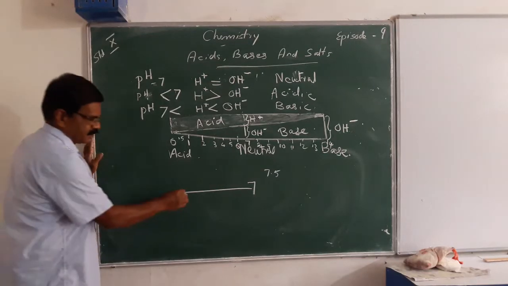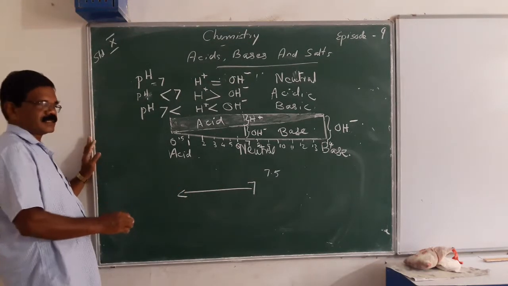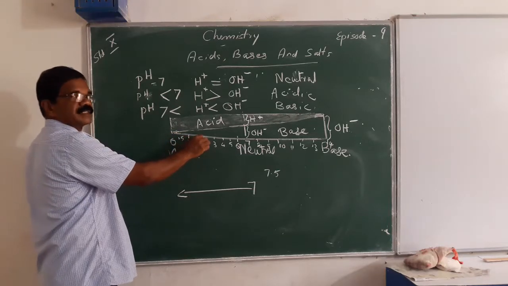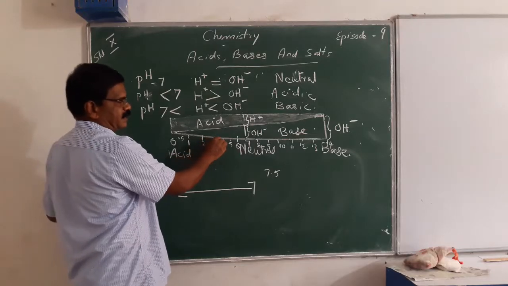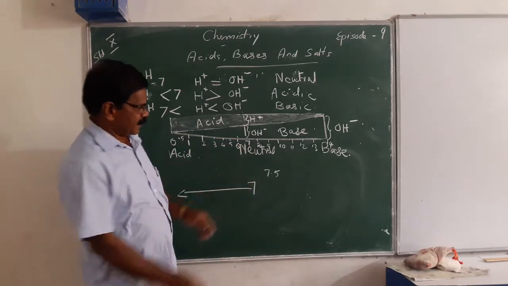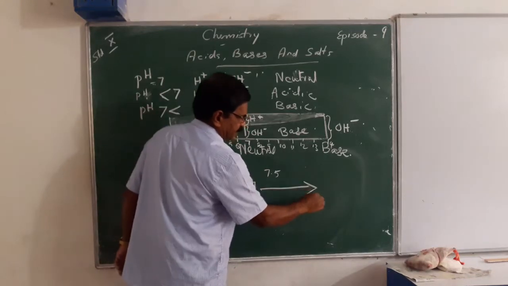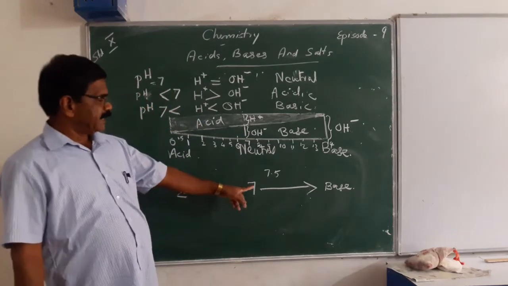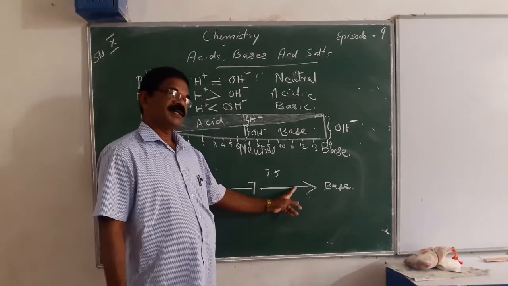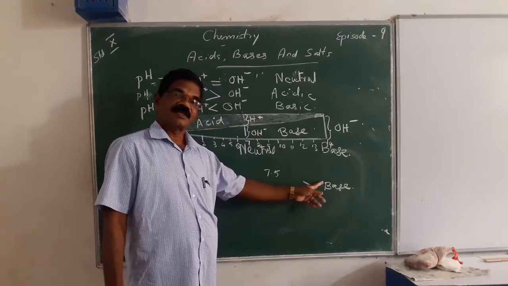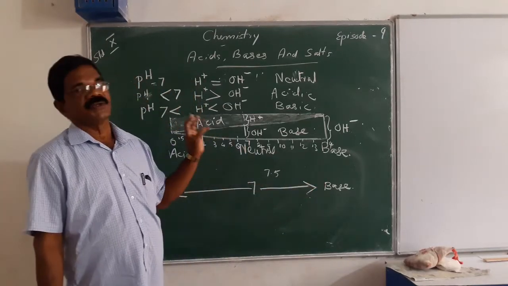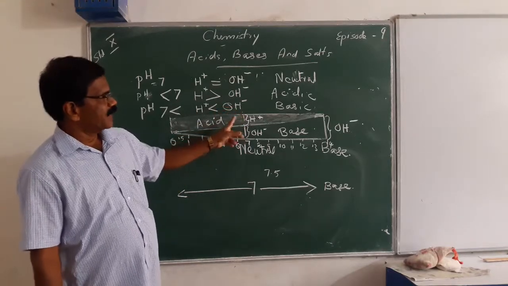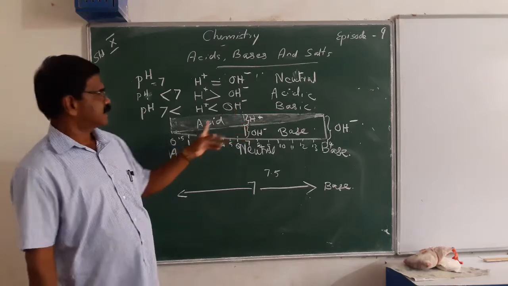If it decreases from 7, acidity increases. pH 1 is a strong acid. 2, slight decrease. 3, again decrease. 4, decrease. Then what happens when it increases? If the pH increases from 7 to 8, the basicity also increases. If any doubt arises, you draw a picture like this, then we can calculate this.